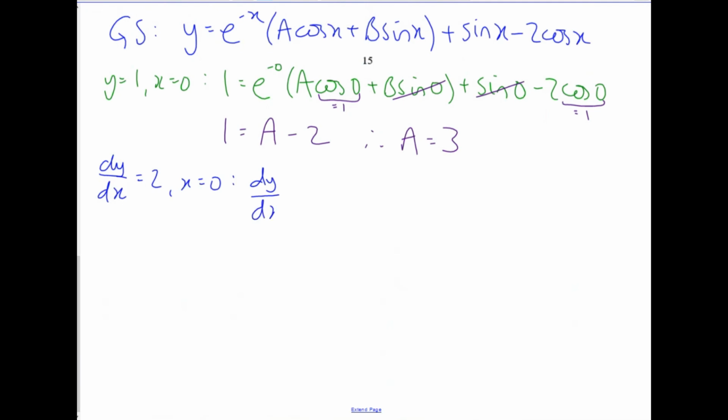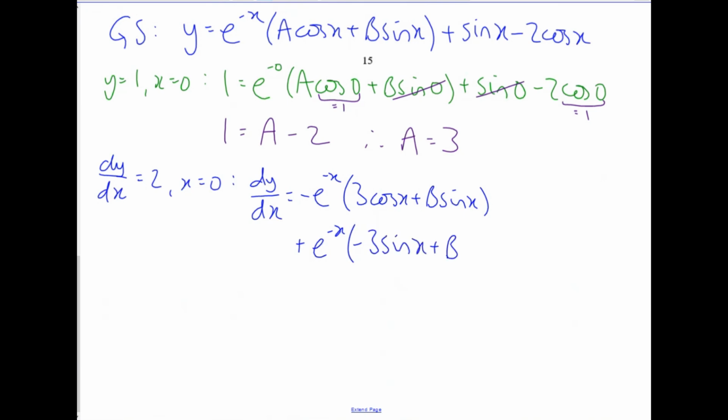So dy by dx equals, I've got to use the product rule to differentiate this one. So e to the minus x goes to minus e to the minus x, times (a is 3) cos x plus b sine x. Then differentiate this bracket times e to the minus x, so e to the minus x times minus 3 sine x plus b cos x.